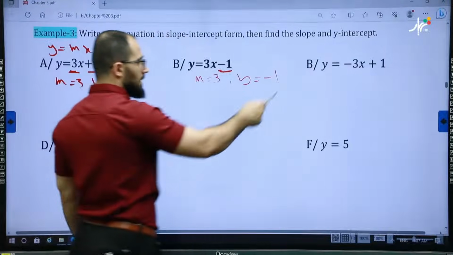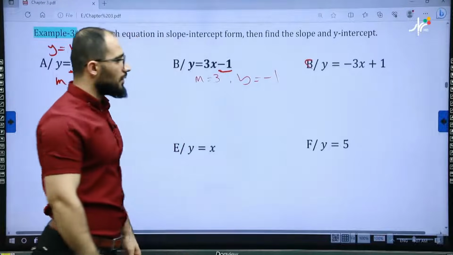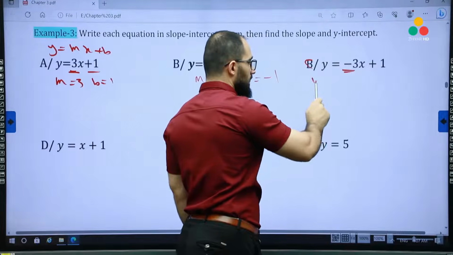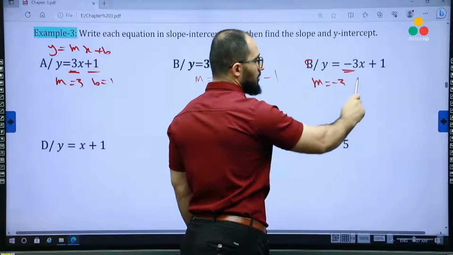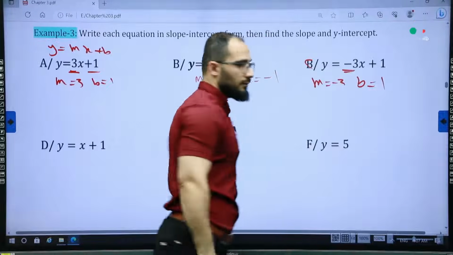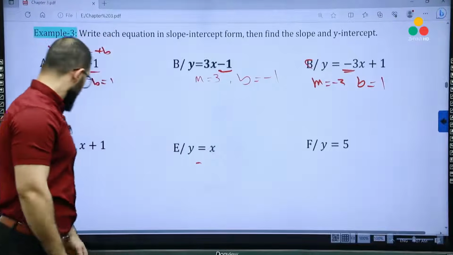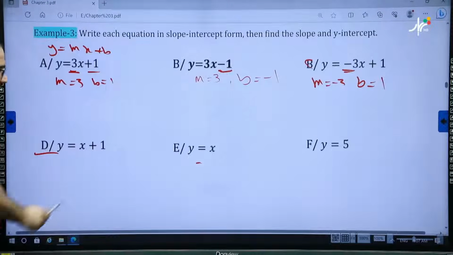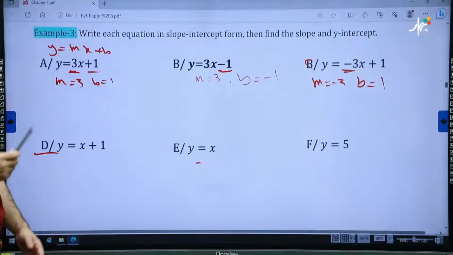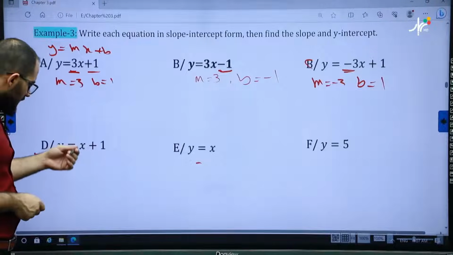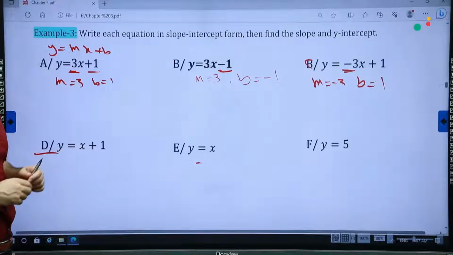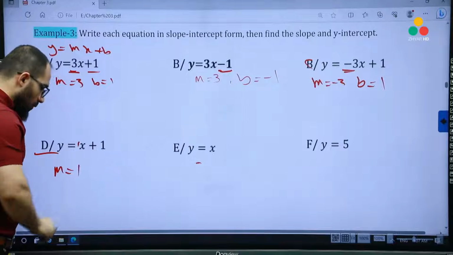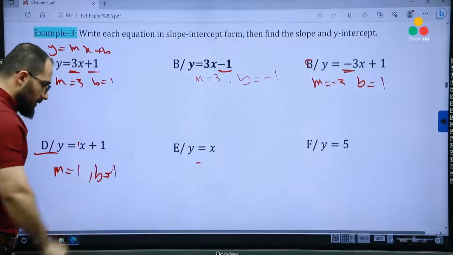For example C, y is equal negative 3x plus 1. The coefficient of x is negative 3, that's why m is equal negative 3. What about b? b is equal positive 1. Example D, again, y is equal x plus 1. Maybe you ask, what is the coefficient of x? If there is no number, it means we have 1. So the m, the slope, is equal 1, and b is equal 1 as well.